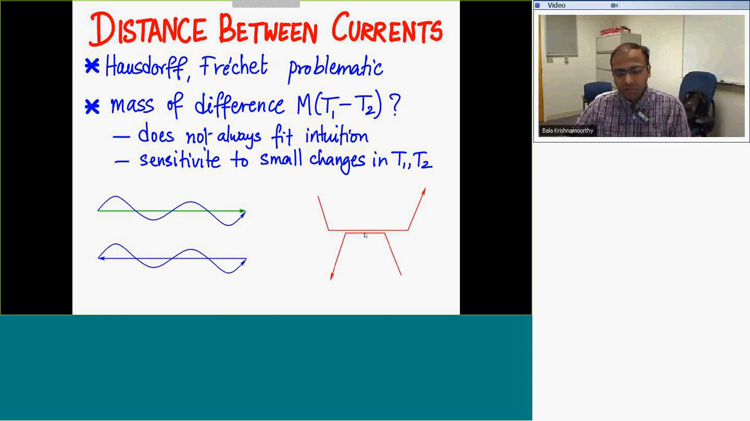For instance, if you move those two curves, which were originally coinciding in this portion, by just a little bit, now the mass difference of T1 minus T2 has increased by a lot. Earlier they were cancelling because they are going opposite, but with just a little bit of movement, you have a very large difference in mass of T1 minus T2.